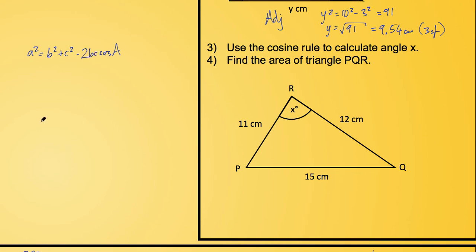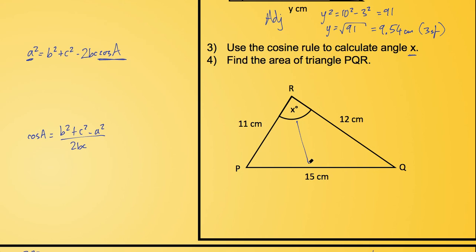Some of you might have memorized cos a equals b squared plus c squared minus a squared over 2bc, which is the same formula just rearranged. Now if you've memorized this one, then it's probably easier to use that because we're looking for a missing angle. However, this is the one on the formula sheet, so this is the one I'm going to work through. We remember that a squared, the side that we're looking for, is always opposite the angle that we're dealing with. And b and c are interchangeable sides.